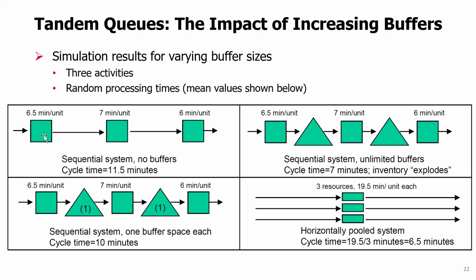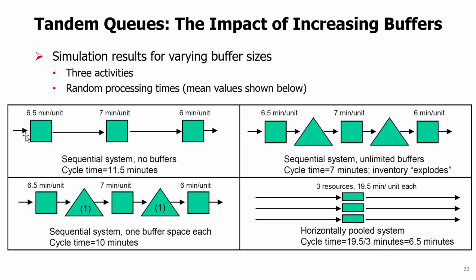So here we see the first system has 3 sequential steps. This one is the first step or activity with 6.5 minutes per unit. This is 7 minutes per unit, and this is 6 minutes per unit. But remember, these are just average times. There is some randomness, right?